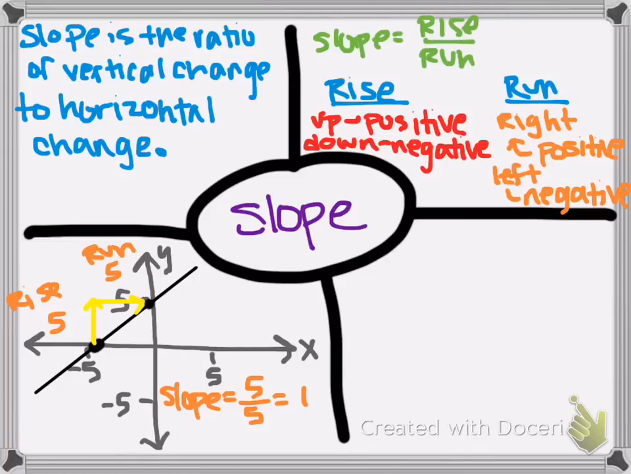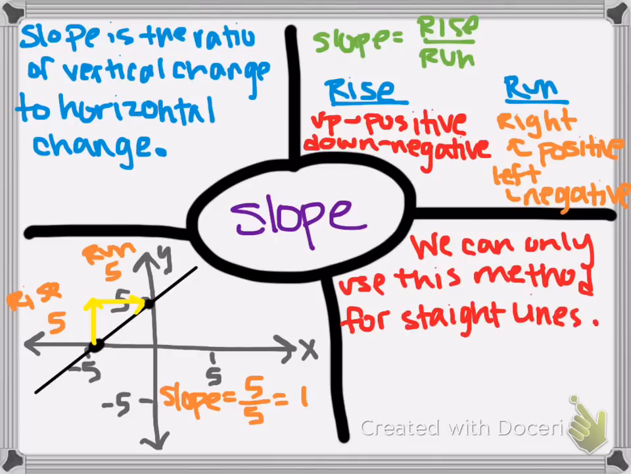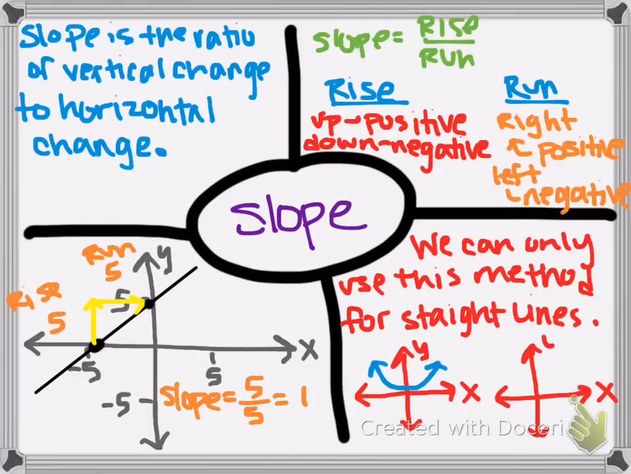Now we have some limits to slope with what we can do with it. So we can only use this method for straight lines. So some of the nonlinear functions that we looked at a couple of weeks ago, it's not going to work on this one. Okay? So quadratics, slope doesn't work. Cubic functions, slope doesn't work.